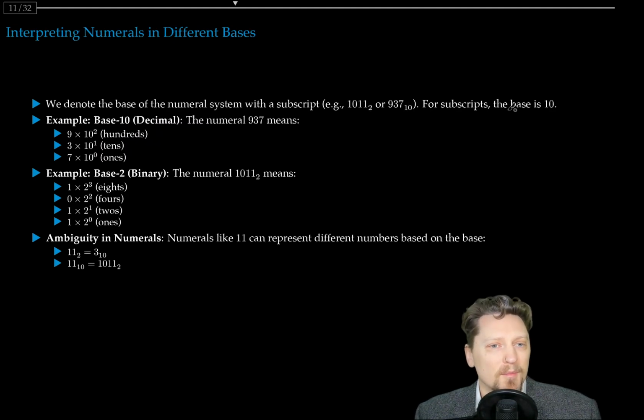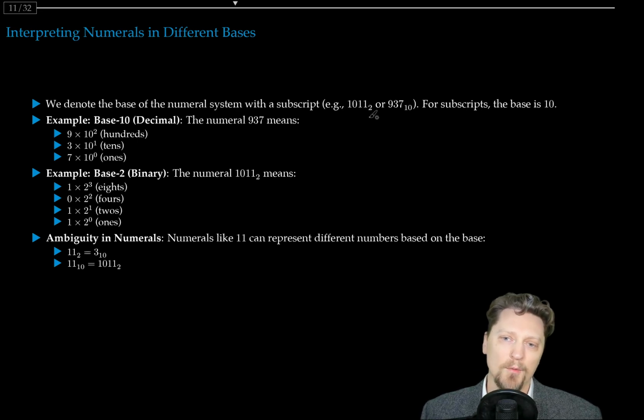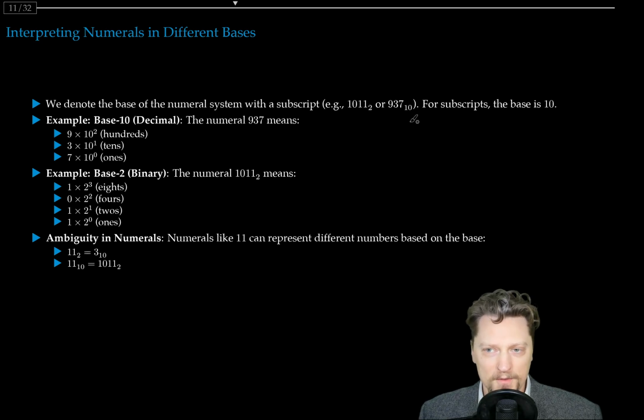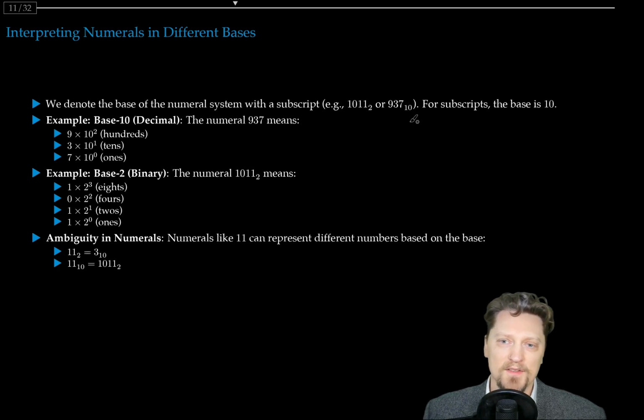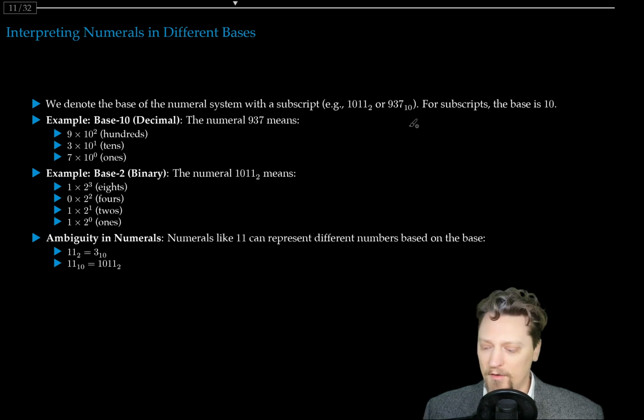Interpreting numerals in different bases. We denote the base of the numeral system with a subscript, e.g. 1011 base 2 here, or 937 base 10. For subscripts, the base is 10. So the subscript itself, 2, 10, we're going to always use base 10 for that because we have to stop somewhere, right? It can't be just ambiguous bases all the way down.